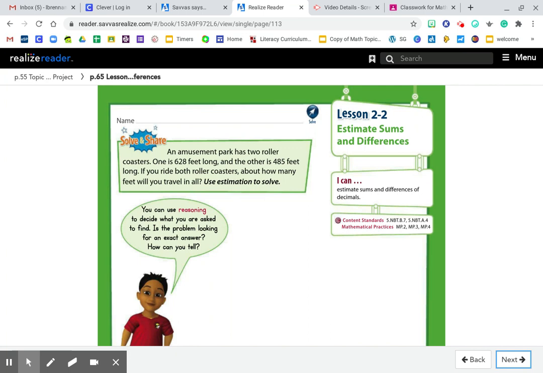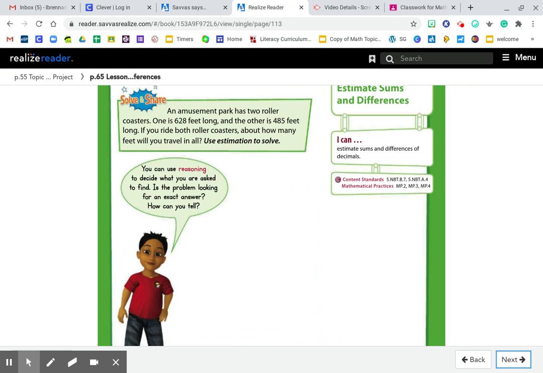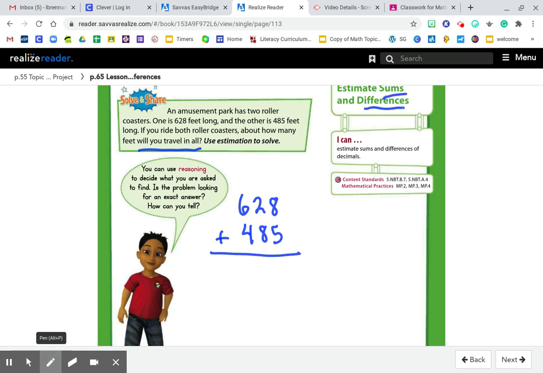Use estimation to solve. We did mental math last time, and now we're going to be doing some estimation. So let's see what we got here. 628 feet and 485 feet. About how many feet will you travel in all is an addition problem. And we have to be careful because we're going to be doing sums and differences today. So sometimes we'll be adding, sometimes we'll be subtracting. So be careful.